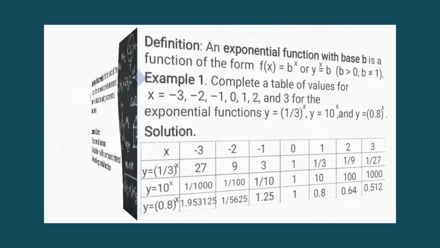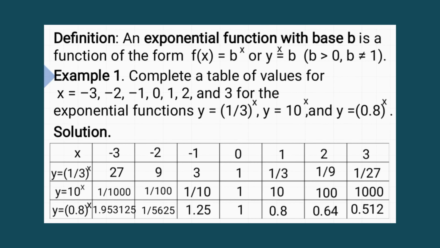Okay, so an exponential function with base b is a function of the form f(x) = b^x, or y = b^x, where b is greater than 0 and b should not be equal to 1. It cannot be equal to 1 because once the base is 1, any value you substitute for x still gives the answer 1. So it will become a constant function instead of an exponential function. Just remember, our base should be greater than 0 and not equal to 1.